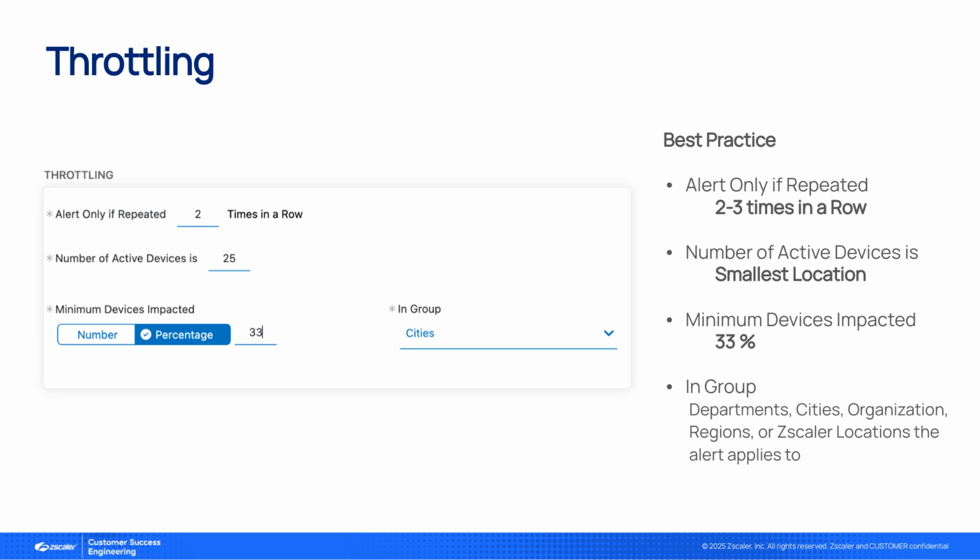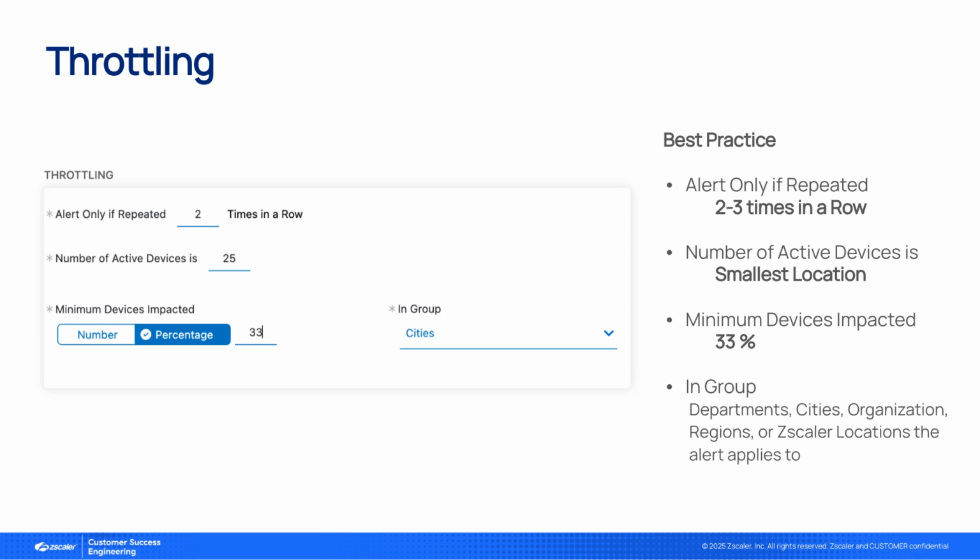An important way to ensure alerts aren't too noisy is to configure throttling so that alerts only trigger if their criteria are repeatedly met over a short period of time. This reduces unnecessary noise and prevents alert fatigue, preventing your teams from being overloaded with alerts during transient issues or short-lived spikes in activity.